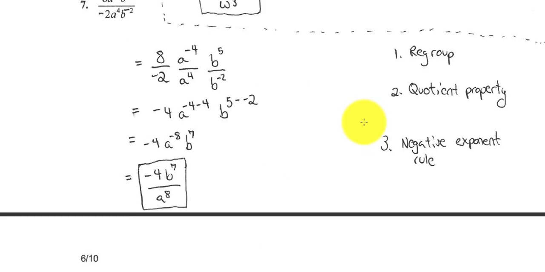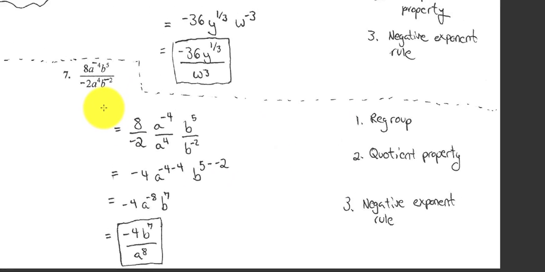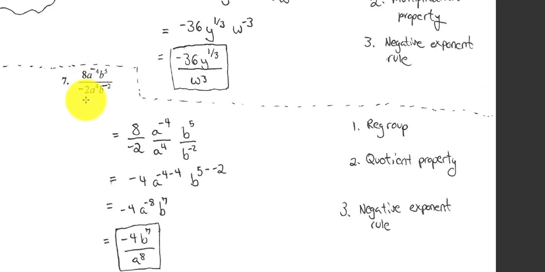Number 7. Okay, look at each of these piece by piece. We have 8 over negative 2. We have a to the negative 4 over a to the positive 4, b to the 5th over b to the negative 2. When you do 8 divided by negative 2, you have negative 4.